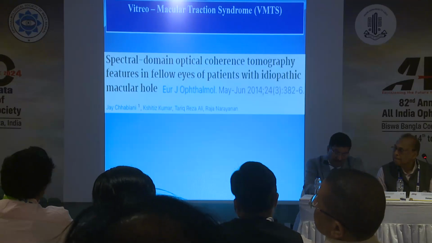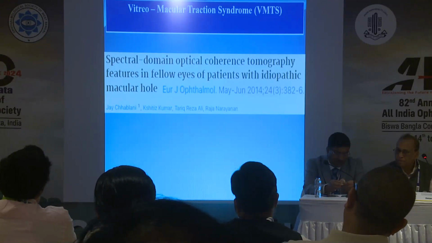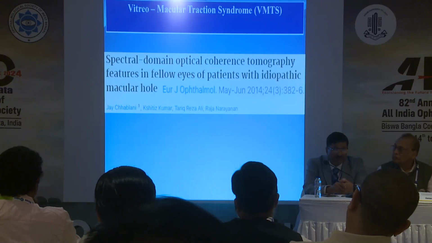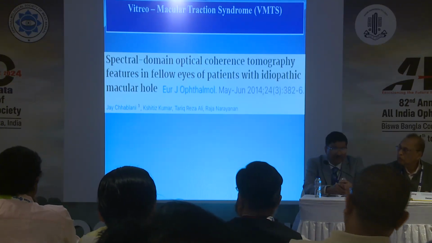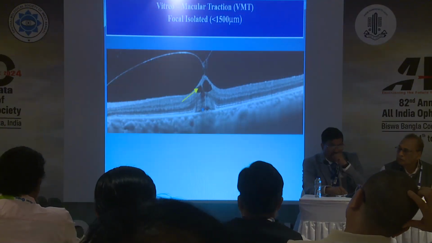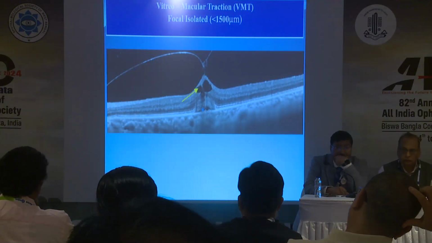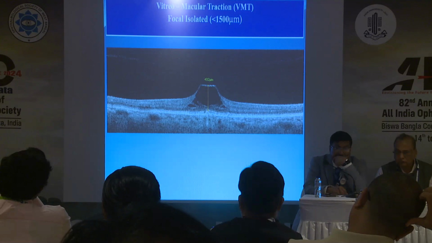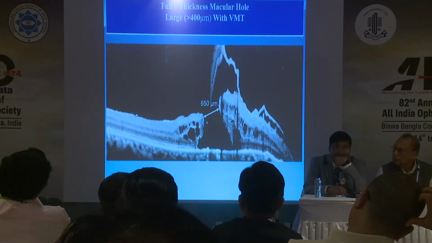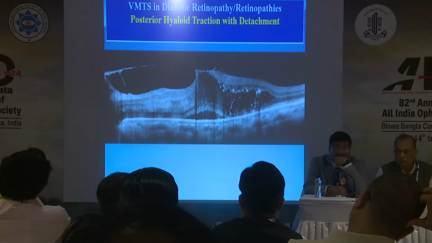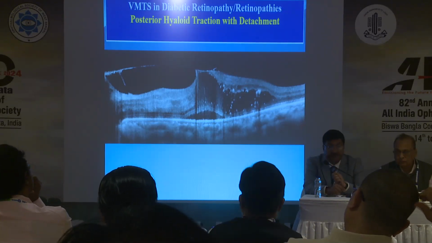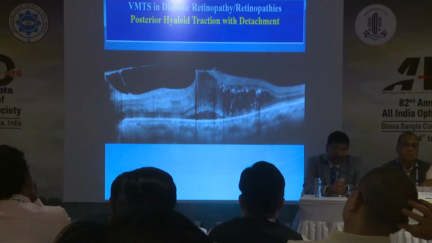And we also found the same thing in our paper: in eyes with full thickness macular hole, the other eye would have vitreomacular traction in almost 10% of the cases. Now when you're observing a vitreomacular traction, over the years you would see schisis-like spaces forming inside the retina, and eventually it may progress to a full thickness macular hole. Here is an example of vitreomacular traction in a diabetic, where we can see a neurosensory detachment with schisis-like spaces forming inside the retina.